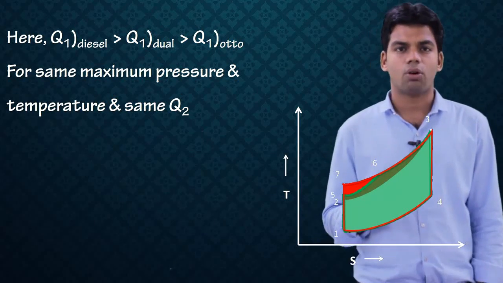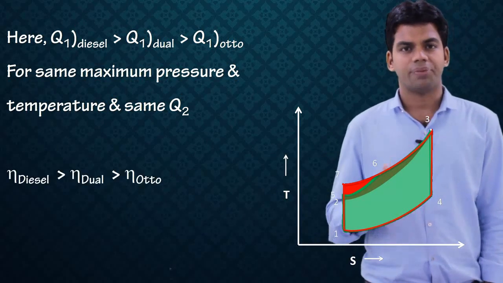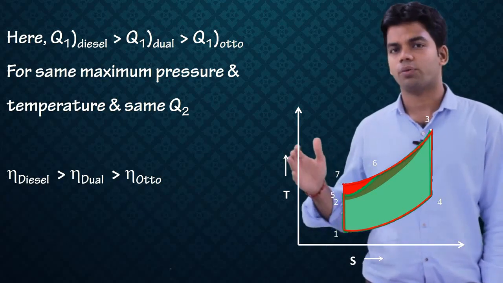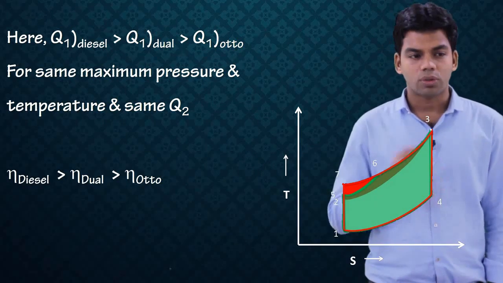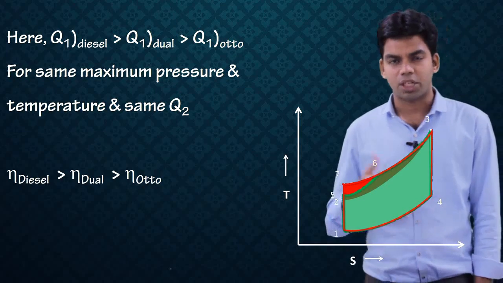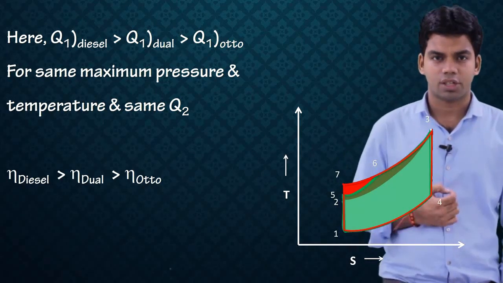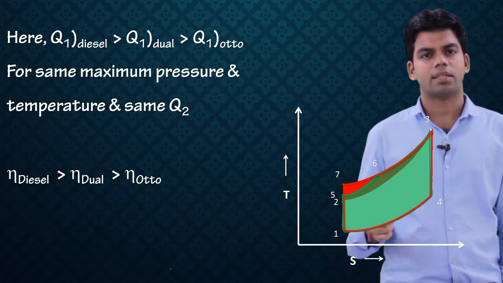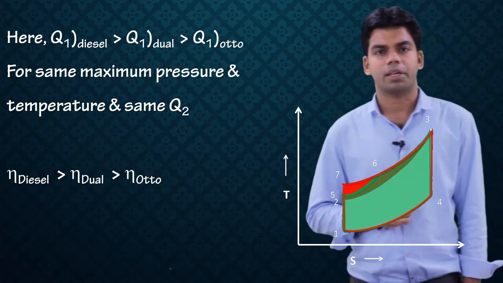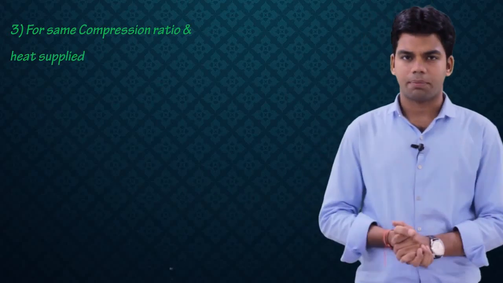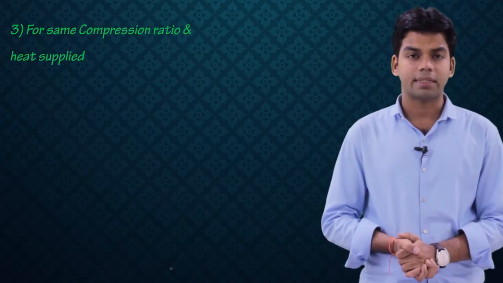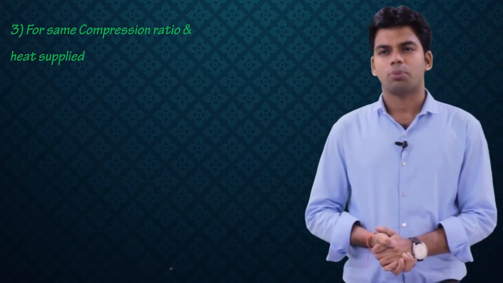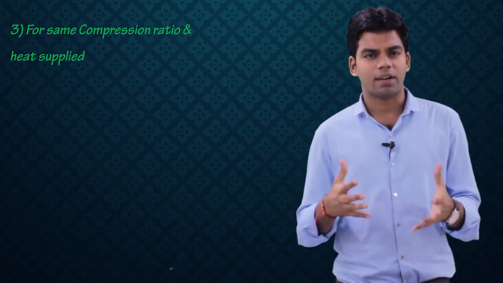So, the efficiency of diesel cycle is more than that of the dual cycle and then that of the Otto cycle. Okay. So, this is under maximum pressure and temperature and under same heat rejection, the efficiency of diesel cycle is maximum, then dual cycle and then the Otto cycle. Getting this? Next comparison is for same compression ratio and heat supplied. So, the compression ratio is same and heat supplied Q1 is same. So, because Q1 is same, better would be if I start with TS diagram.